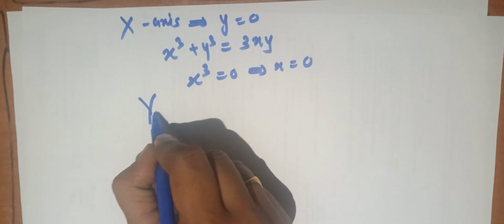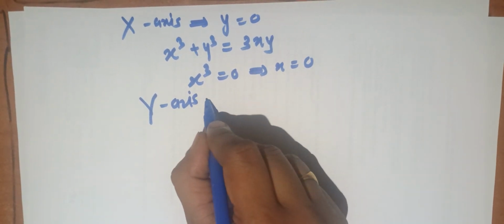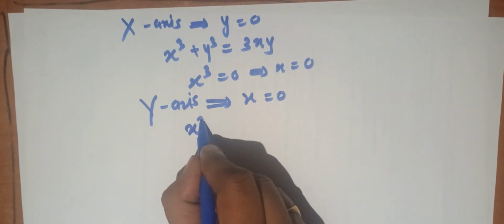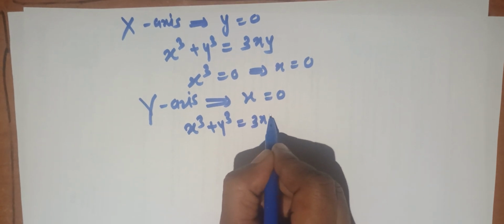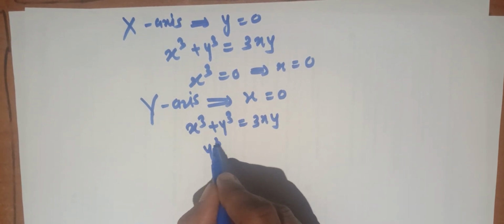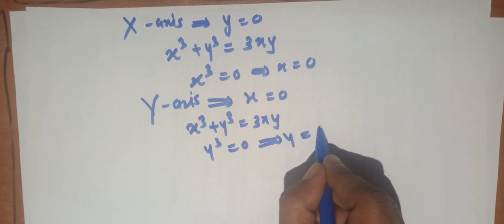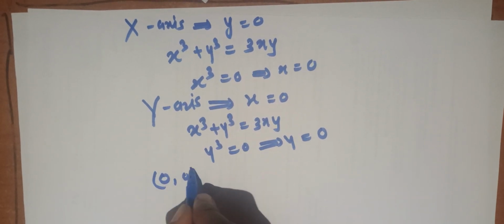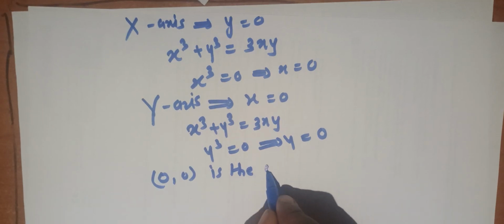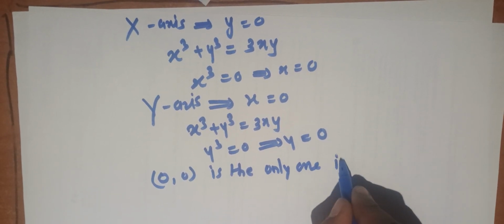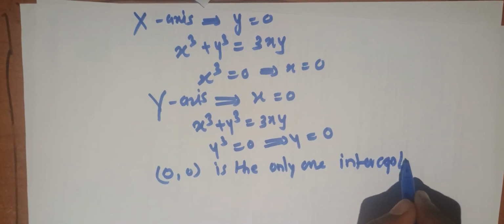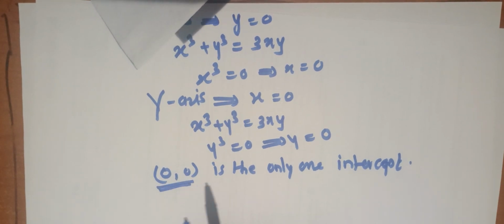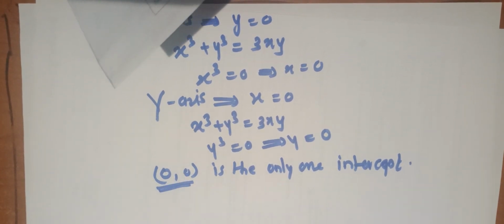Along y-axis, what is equation of y-axis? x is equal to 0. If we put x is equal to 0 in the given equation of curve, x cube plus y cube is equal to 3xy, you get y cube is equal to 0, or this implies y is equal to 0. So here is only one intercept, that is 0, 0 is the only one intercept. There is no other point we are getting here.